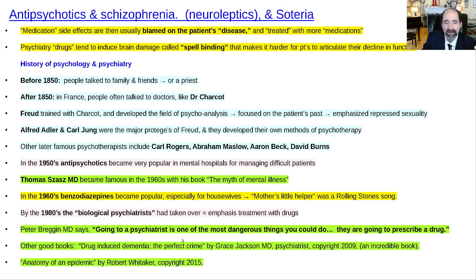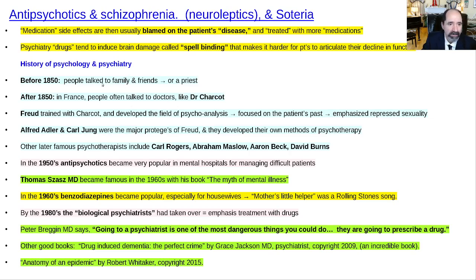Okay. So, whoever's selling these antipsychotics, they're going to tell you they work better than they do. They're going to tell you they fix a chemical imbalance. But when you start digging through the literature, you'll see there's no convincing evidence to support that. Breggin says, and Jackson will all tell you, there's no convincing evidence for a neurotransmitter imbalance in any of these major psychiatric diseases.